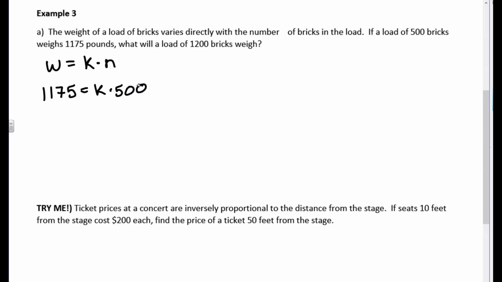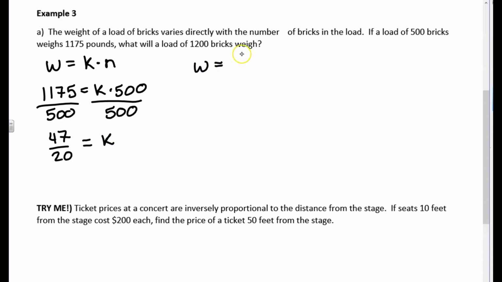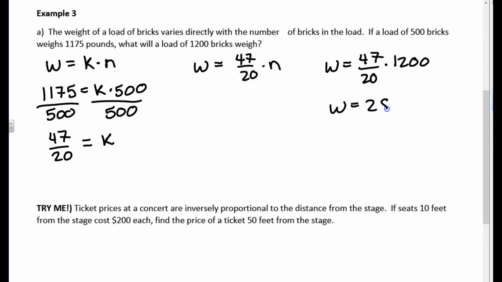Well, let's go ahead and find K. Divide both sides by 500, and when I do this, that's going to reduce. I'm going to get the reduced fraction, which gets me 47 over 20. That's my constant of variation K, which means that my variation equation is weight equals 47 over 20 times the number of bricks. I want to know what will a load of 1,200 bricks weigh? Plug it in. Weight equals 47 over 20 times 1,200, which is 2,820. So 2,820 pounds would be my final weight.